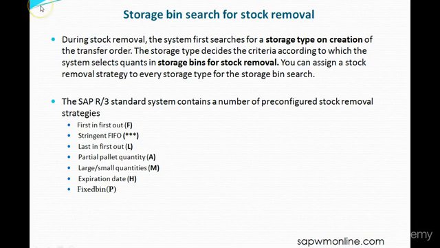So the SAP R3 standard system contains a number of pre-configured stock removal strategies, and those are what you see on the screen. The most commonly used strategy for stock removal is first in first out, or FIFO. Then we also have the stringent FIFO. We have the last in first out, which is the LIFO. Then we have partial quantity strategy. Then we have large and small quantities. We have an expiration date strategy and a fixed bin strategy. Let us see these strategies in a little bit more detail.